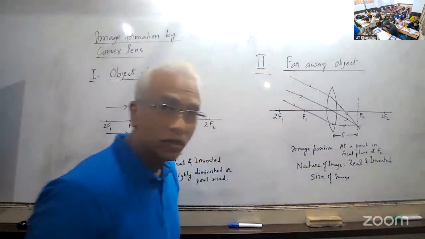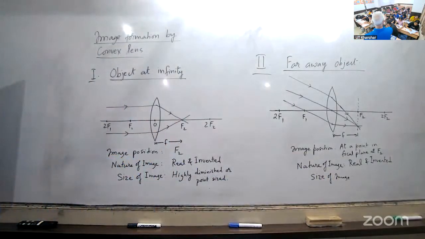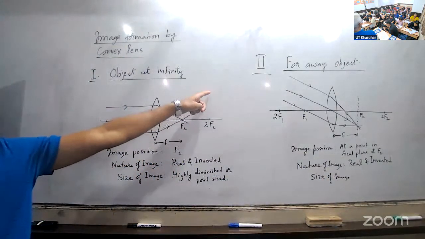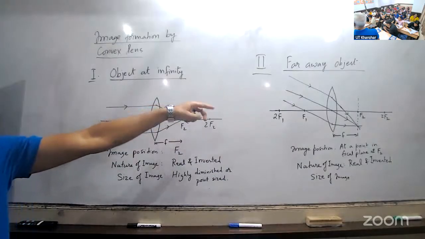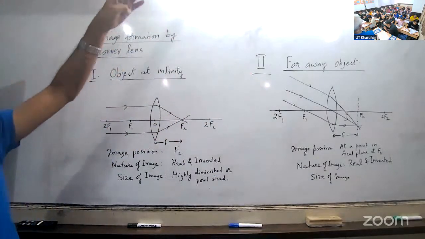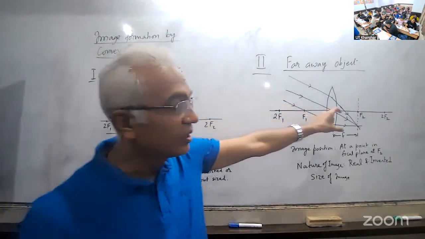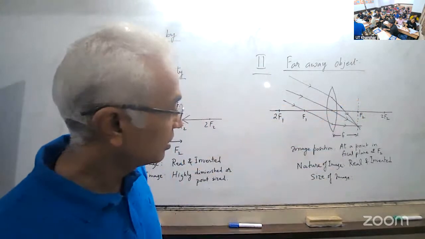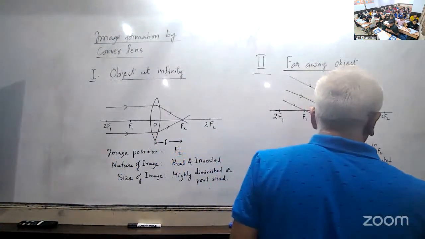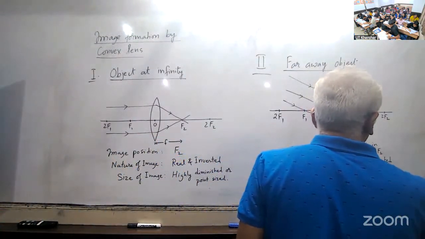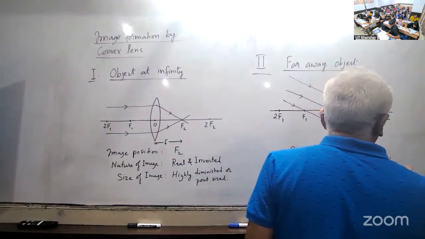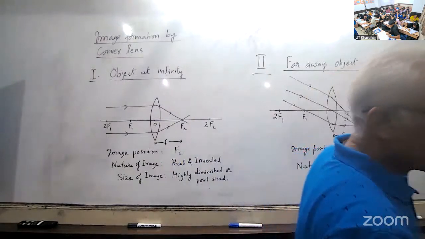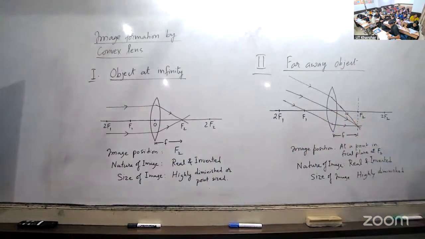What is the size of the image? Whenever you give the size of the image, it is in comparison to the size of the object. So again, you don't know where the object is. So it is so big, right? As compared to the object, you can see it is highly diminished. Okay, so it is highly diminished. So case 1 and case 2 are actually similar in terms of the image position, the nature, and the size of it. Exactly the same.